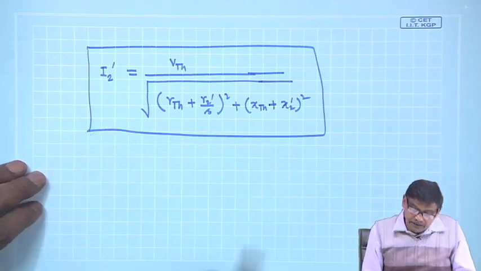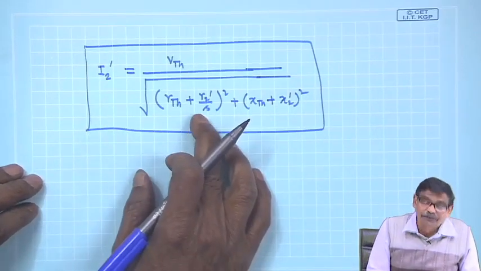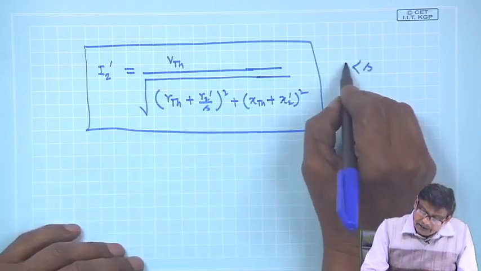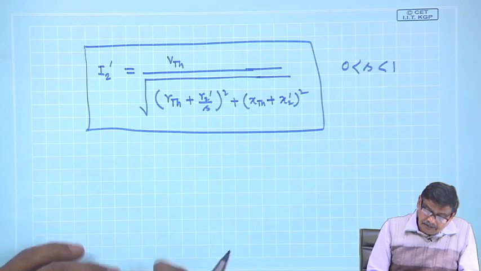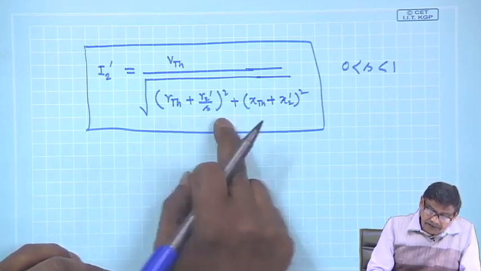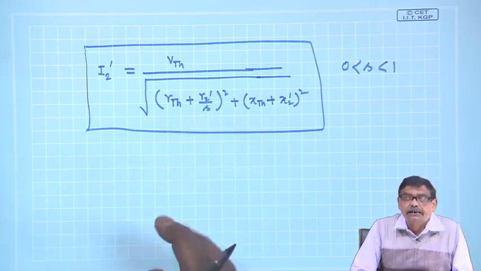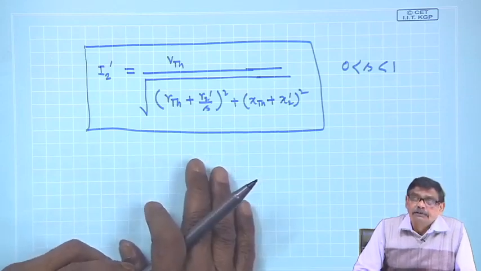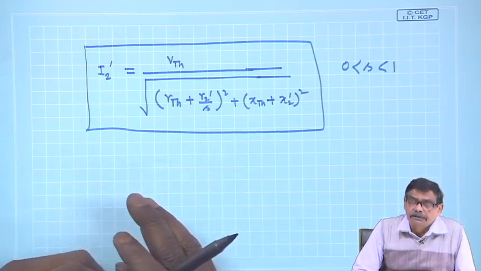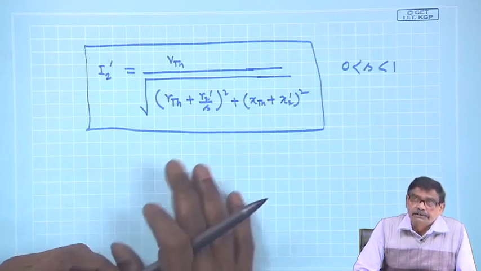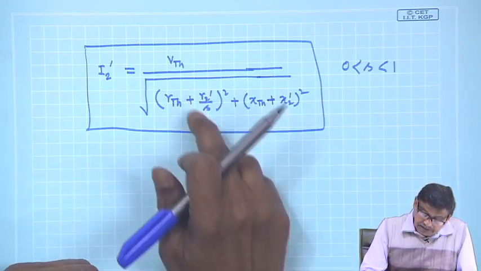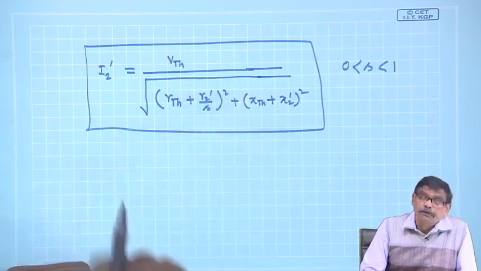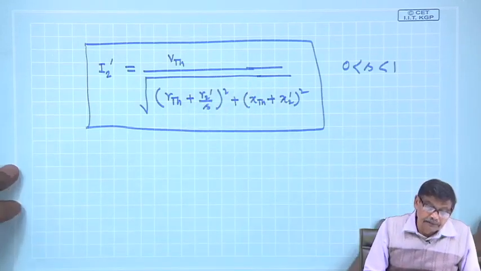At standstill, what is the current drawn? Put S equal to 1. And mind you, S is a number less than 1. So, the current drawn when the machine is running at a certain slip S will be smaller than the current it draws at standstill condition, that is S equal to 1. This impedance R 2 dashed by S, S is below. Anyway, this is the thing.